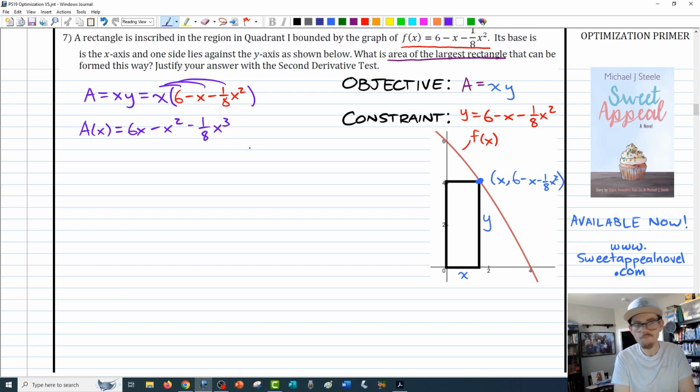So from here, if we want to solve this problem, we want to find critical numbers. So I'm going to differentiate this. It's going to give me 6 minus 2x minus 3/8 x squared, which, by the way, is as great a time as any to point out that this is a calculator problem, because this could be fairly complicated for us to go through.